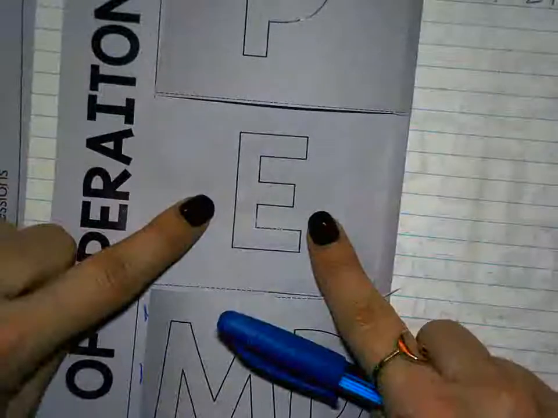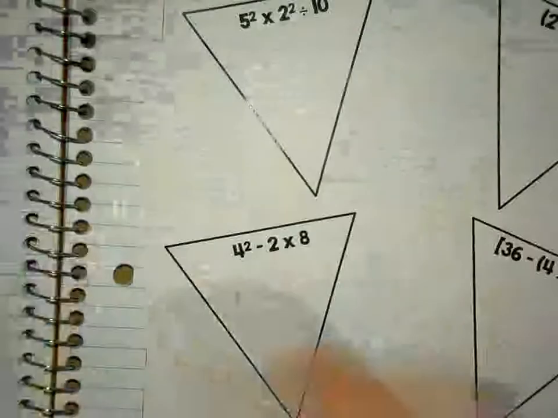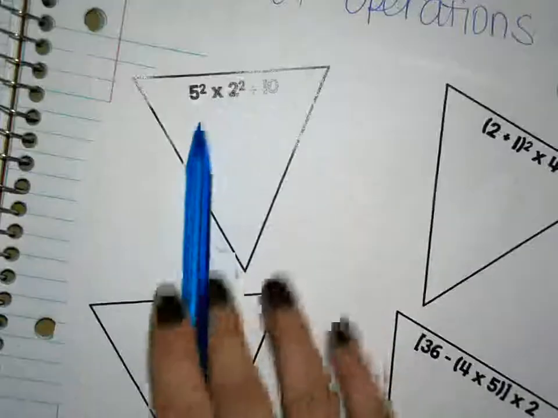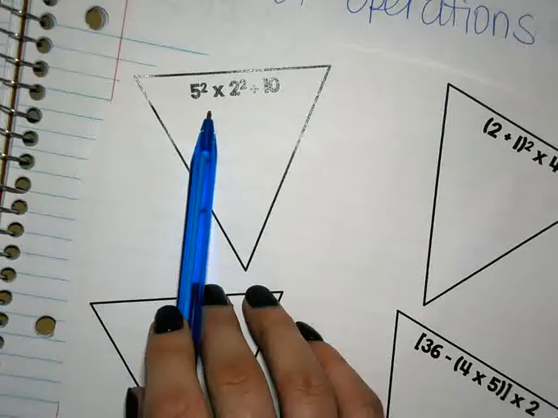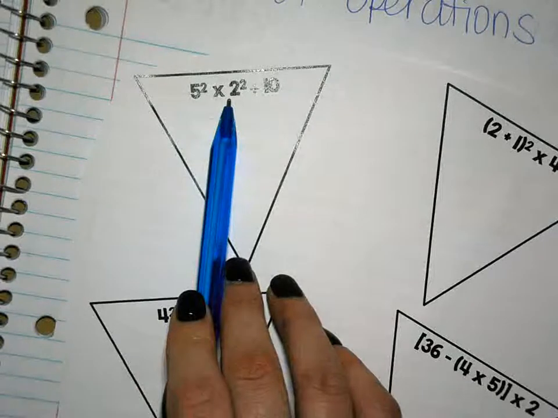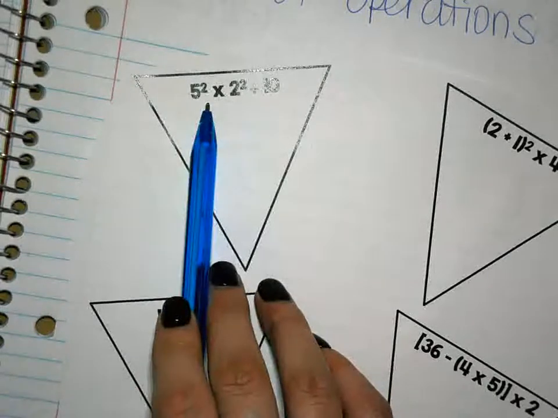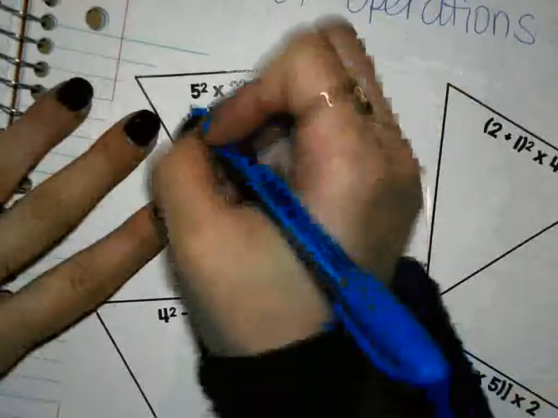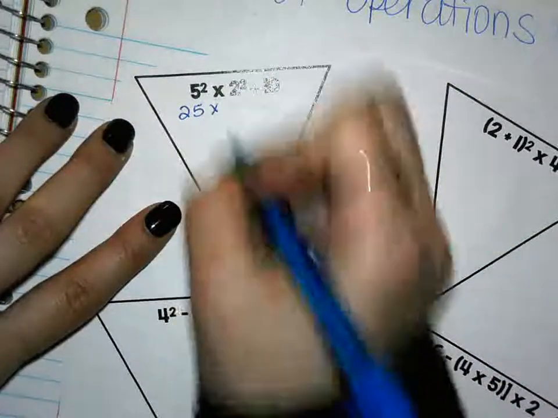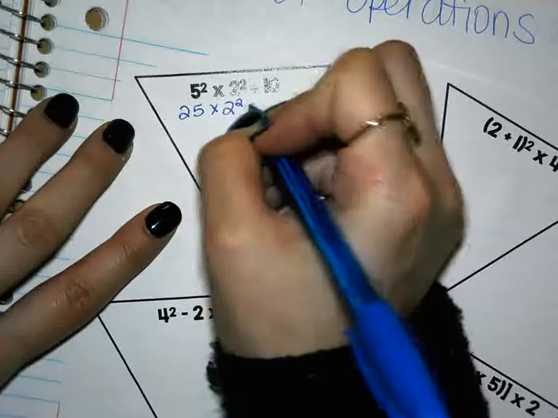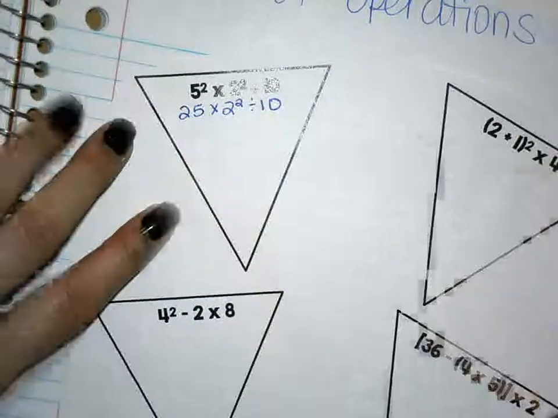What comes after parentheses? Do we have exponents? Now I have 2 exponents, right? Which one should I solve first? The 5 squared or the 2 squared? 5 squared. Good. Always solve from left to right. 5 squared should be memorized. 5 squared is? 25. So I'm going to write 25, and I'm going to bring down the times, bring down the 2 squared, bring down the divided by 10.